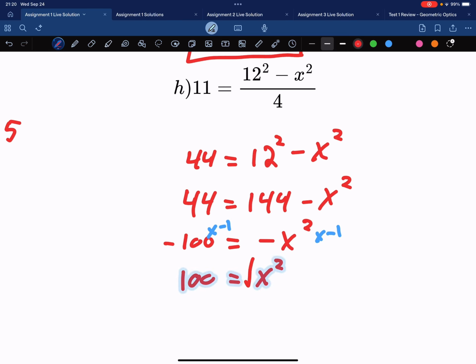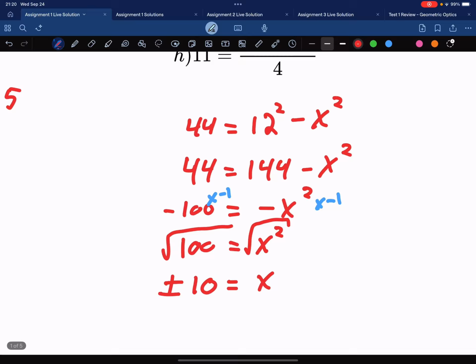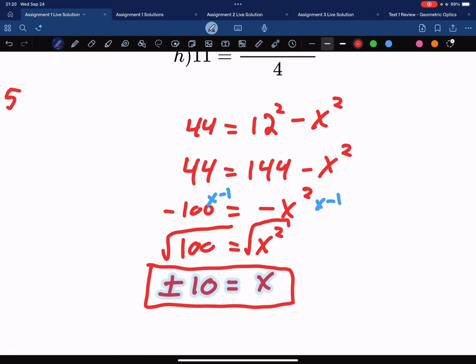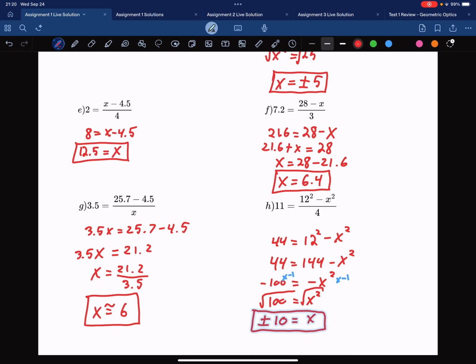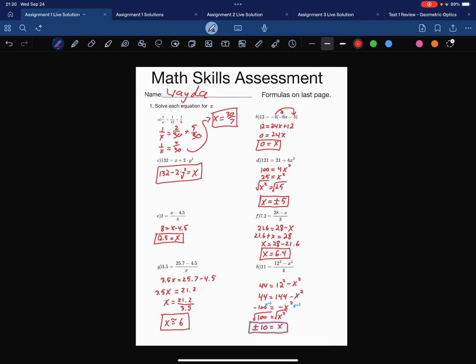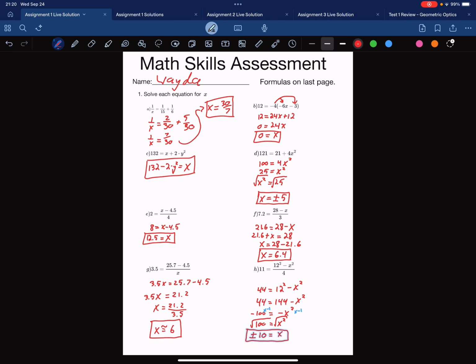Now I'm going to square root both sides, and I'm going to get plus or minus. Again, because I have a square root, we could have positive 10 squared or negative 10 squared, getting us back to that 100. So we have two possible answers here. So that is everything for page 1.